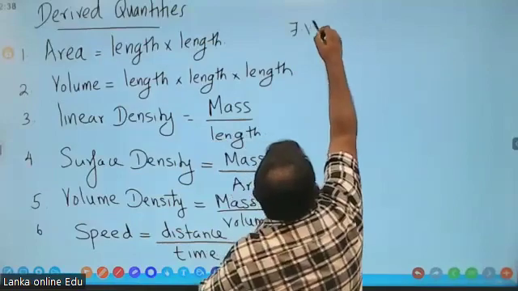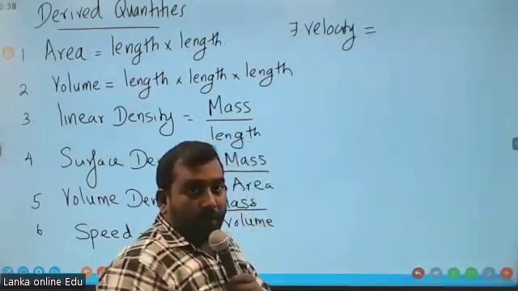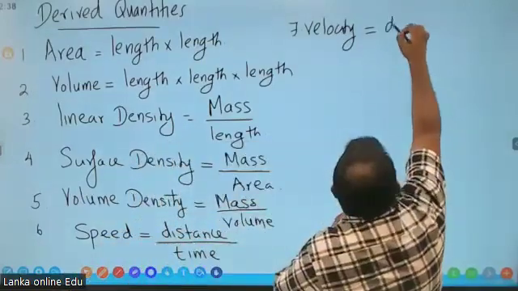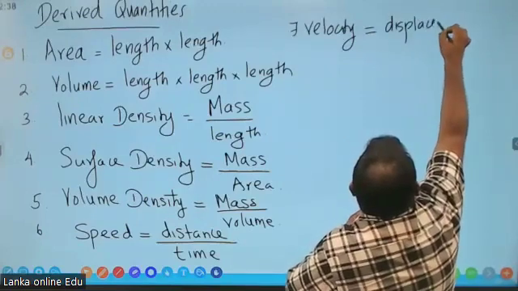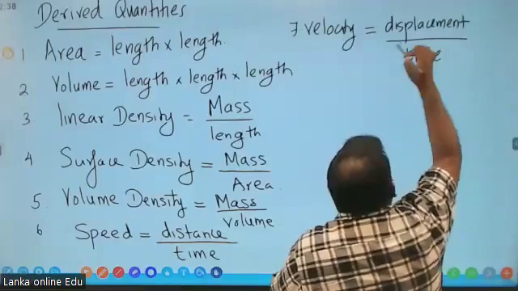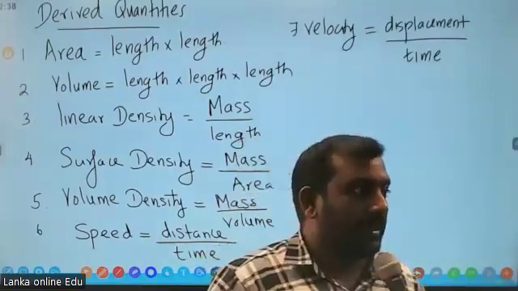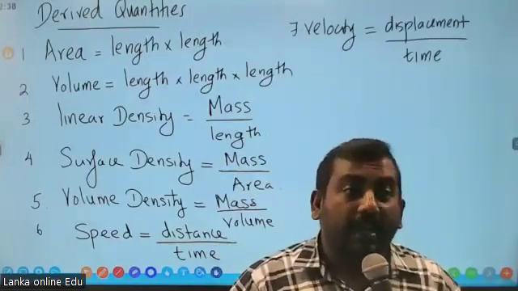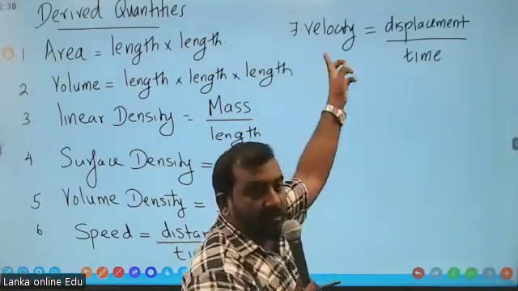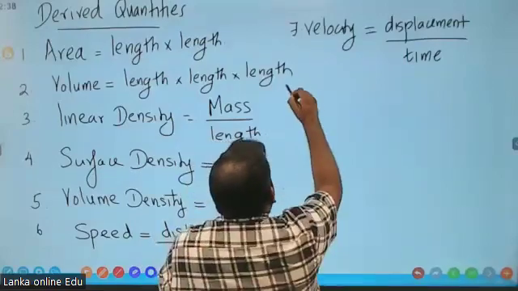Seventh one. Velocity. What is velocity? Displacement divided by time. Displacement, length. Length is fundamental. Time, fundamental. Using fundamental, I have made a derived quantity. Clear? I have made a derived quantity.